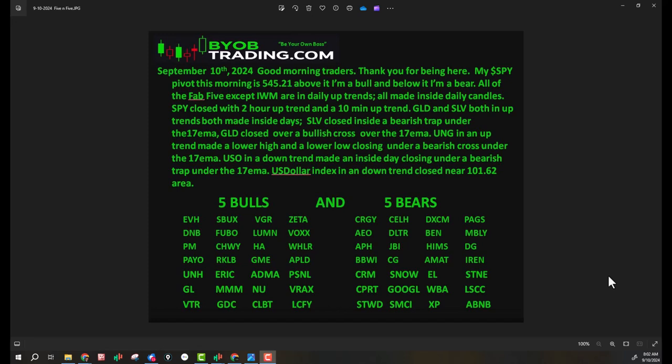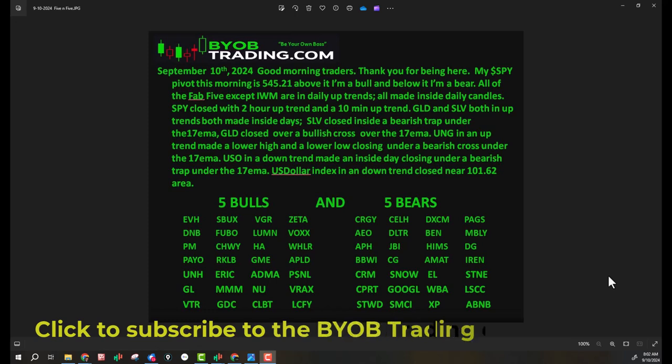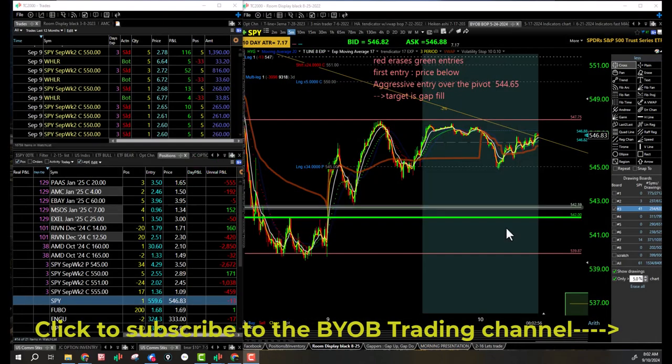US dollar index in a downtrend, closed near the 101.62 area, kind of pulling back a little bit from that downtrend. Hey, good morning, Alan. Good morning, JW. All right, let's go take a look at some charts this morning, okay?